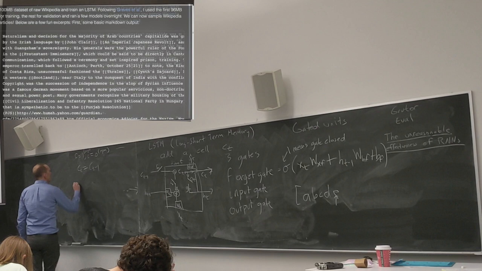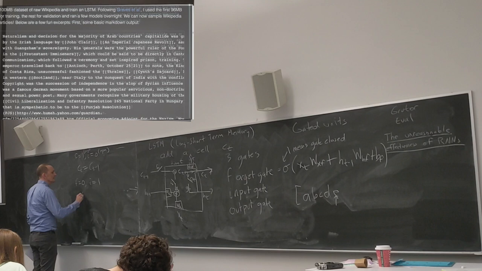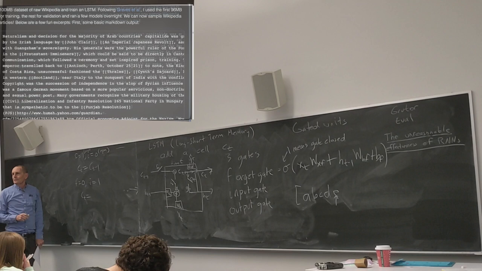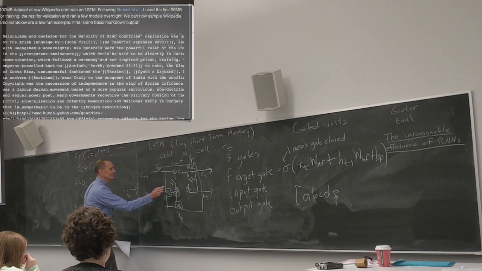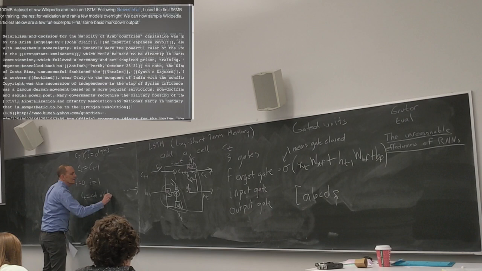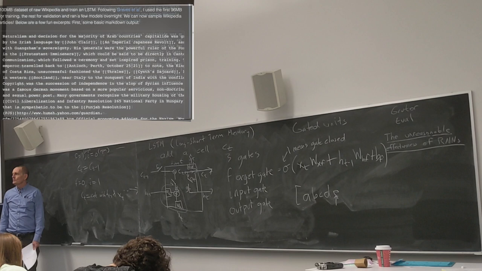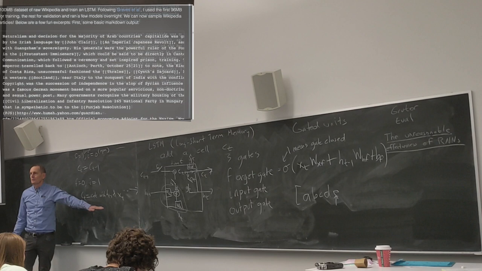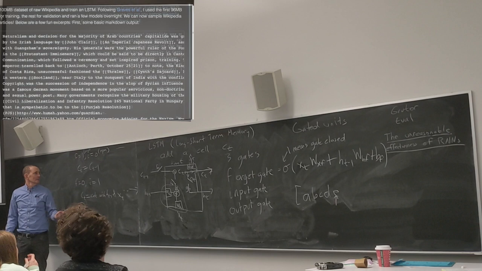If F is 0 and I equals 1, then C of T equals our calculation with H of T minus 1 and X of T. Right. So we are completely forgetting our old value, and we're using this new value. Half-half means it's a blend. It's half of the old value and half of this value.